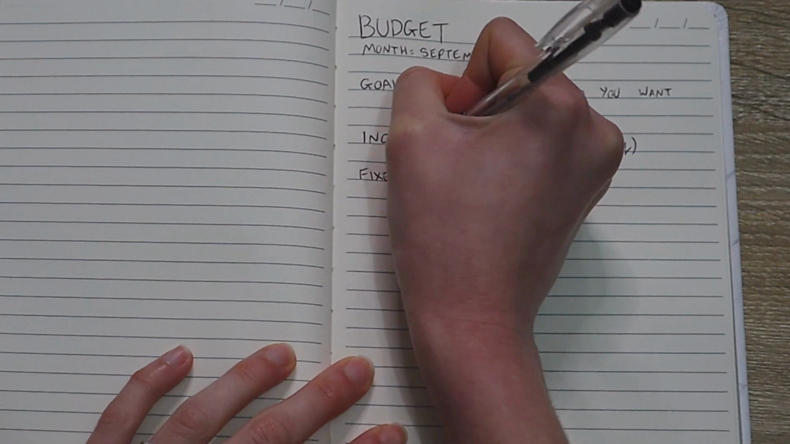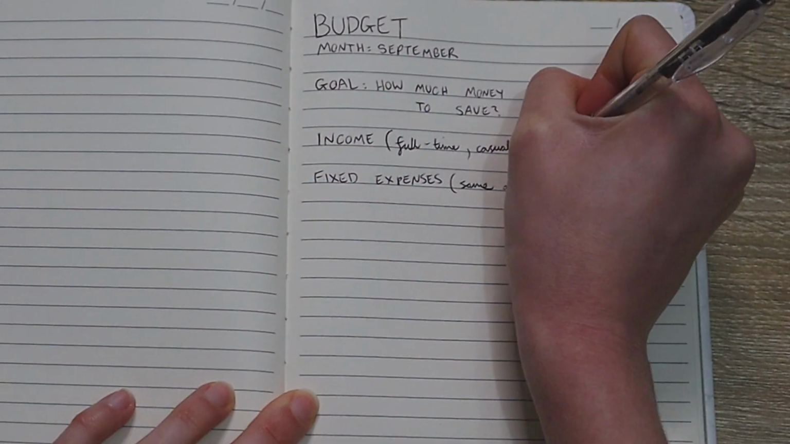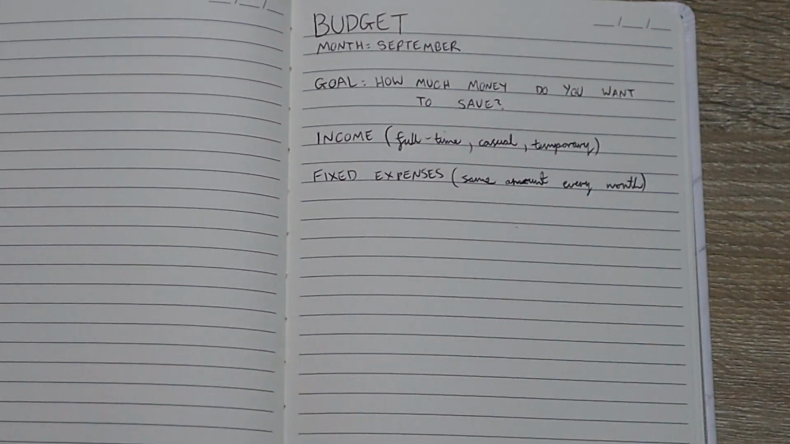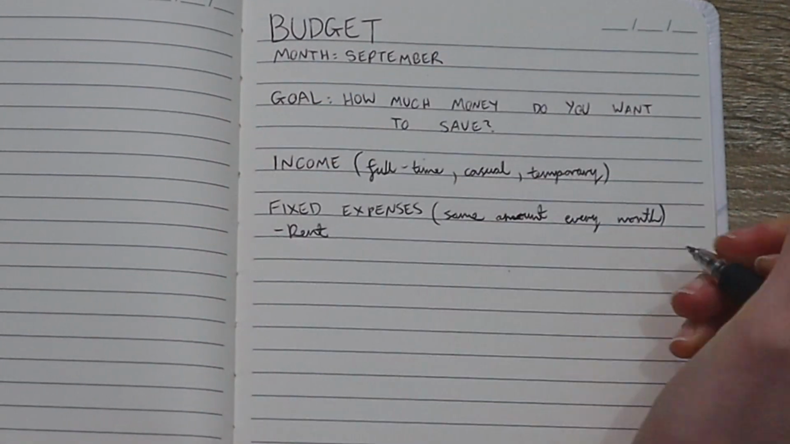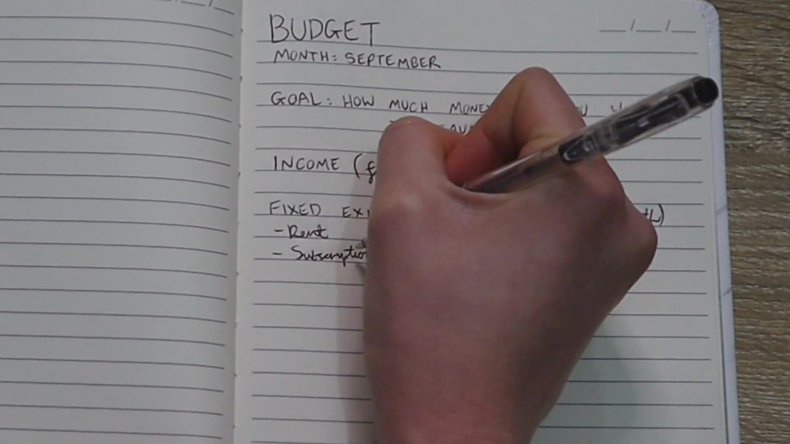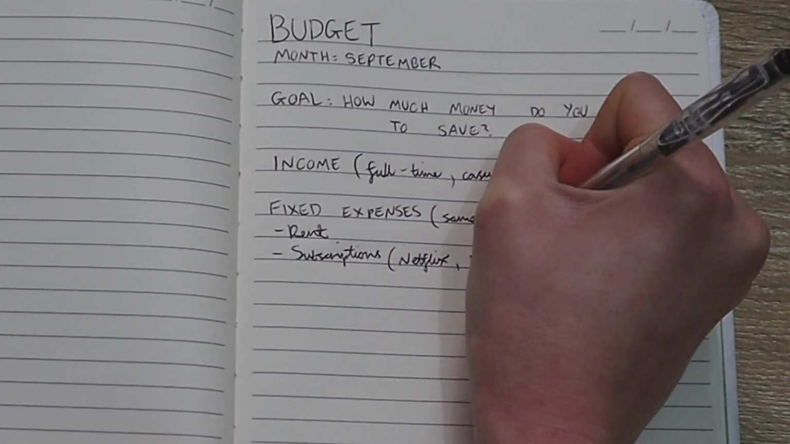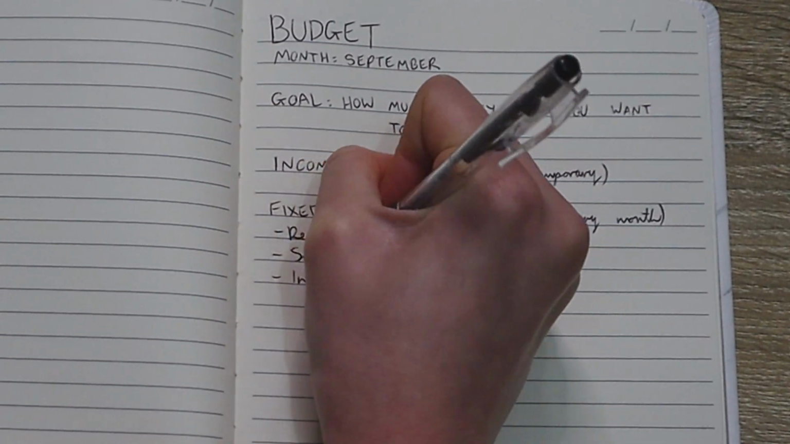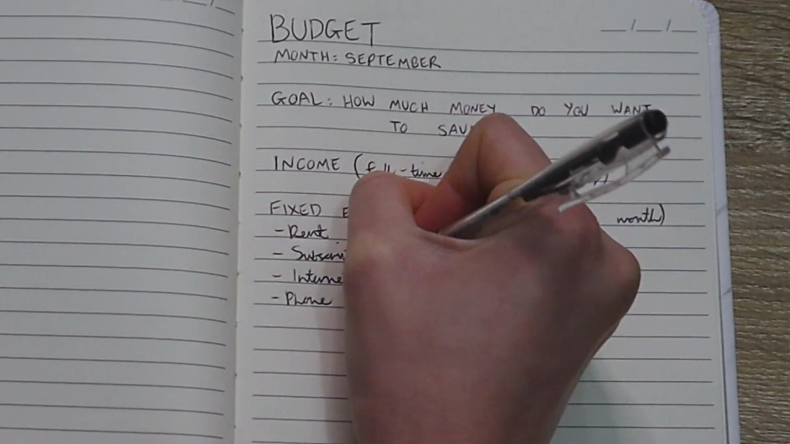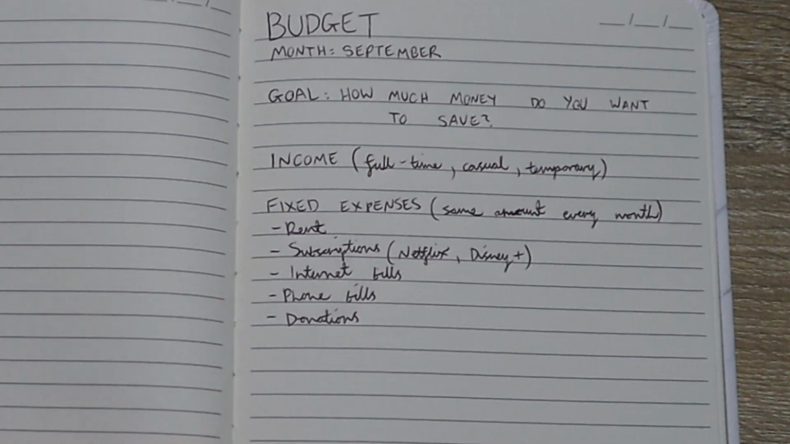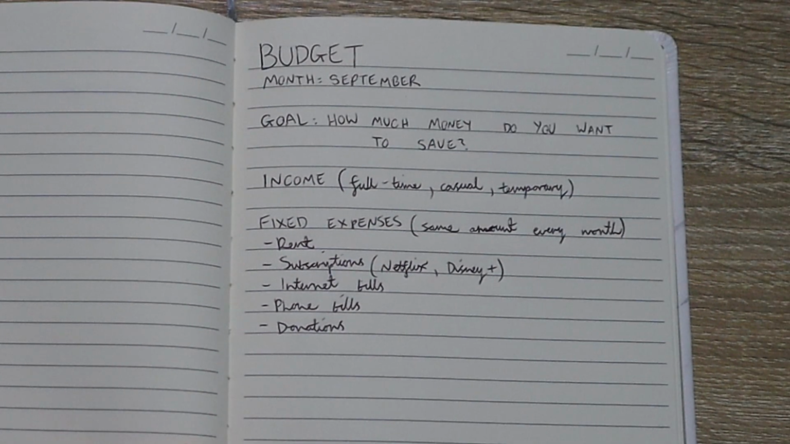So once you have your monthly income written down, go on to do your fixed expenses. So your fixed expenses are usually the same every month. So this can be your rent, for example, your subscription services such as Netflix or Disney Plus, your internet or phone bills, or perhaps donations and sponsorships. These are fixed amounts that you're paying every single month the same.